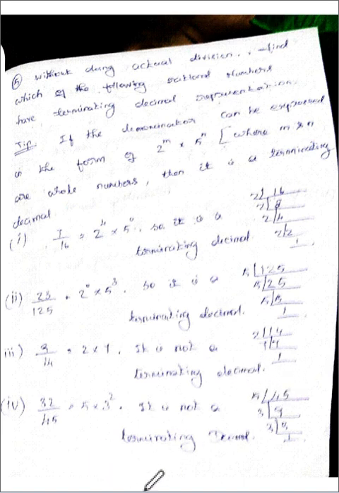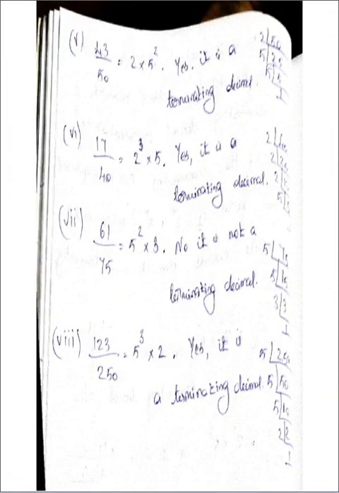Again 45. For that, the factors are 5 into 3. So it is not a terminating decimal. Then 43 by 50. For that we get 2 into 5 to the power 2. So it is a terminating decimal. Sorry, this is for 50, and this is for 40. For 40 also we get 2 to the power 3 into 5 to the power 1. So it is in the form of 2 to the power m into 5 to the power n. So it is a terminating decimal.